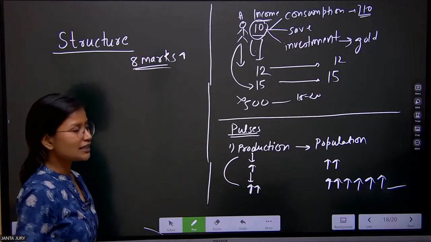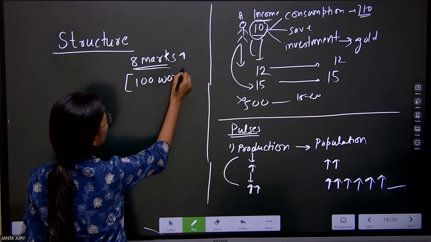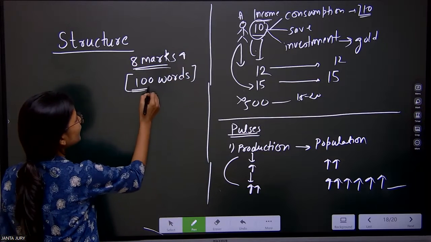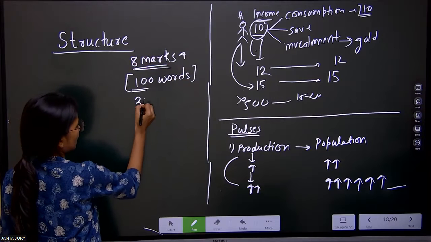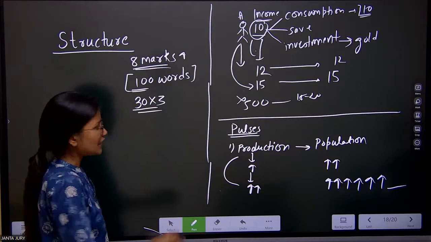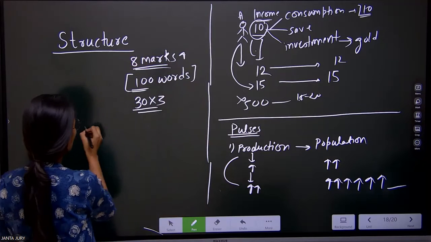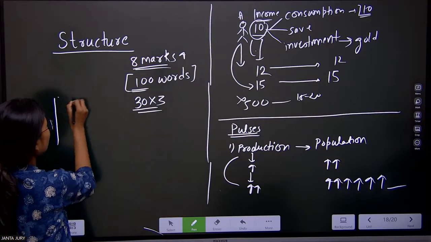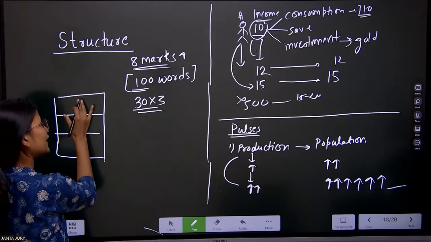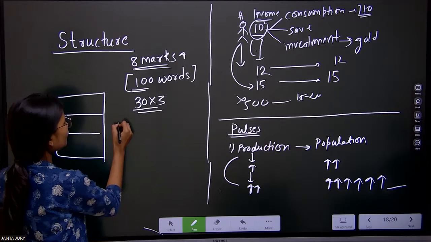So, an 8-marker question, and we have been given 100 words. We need to know our word limit. 100 words can be structured in a way that you write 3 paragraphs of 30 words each. Still, we are left with 10 words which can be adjusted here and there. So we will divide our page into 3 parts, and here we'll write the 3 paragraphs. We'll explain in the first paragraph.